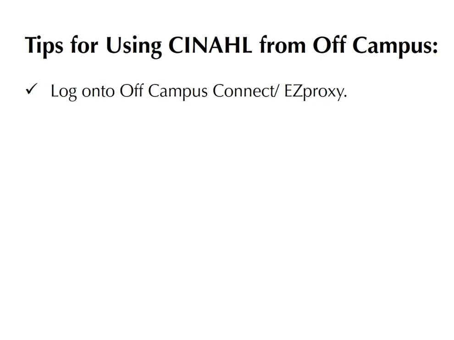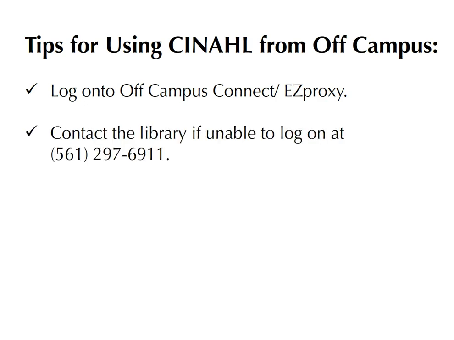I wanted to conclude this presentation with some tips for using Cinahl from off-campus. Earlier we talked about logging on to Off-Campus Connect Easy Proxy to authenticate yourself. If you're unable to log on, contact the library at area code 561-297-6911 and they can see if anything is wrong from the account end of your library account.